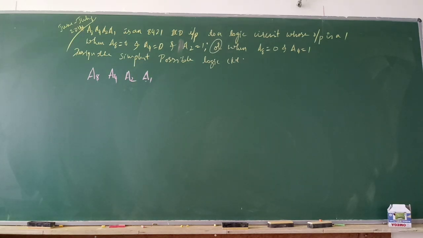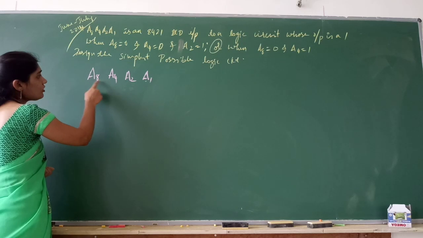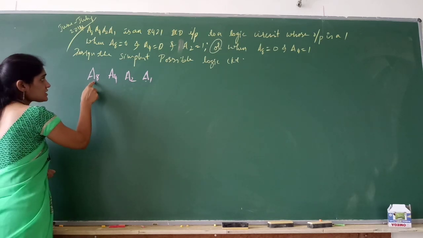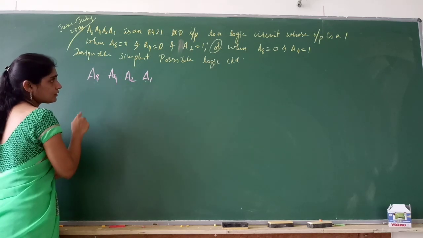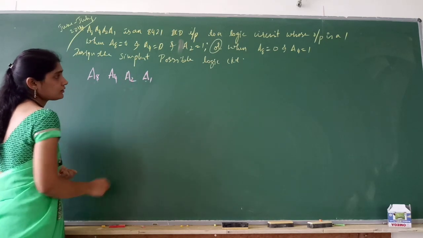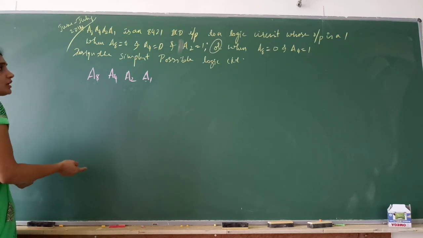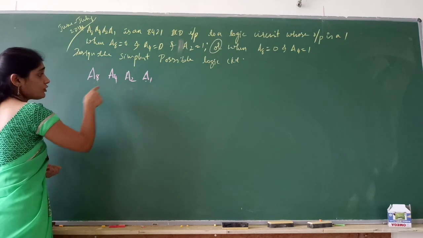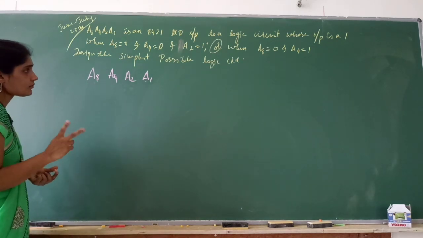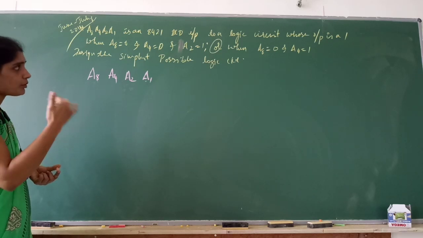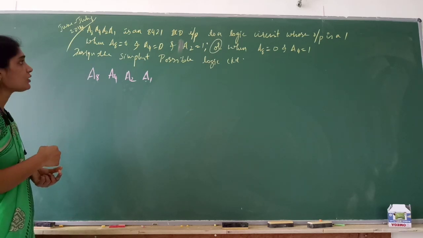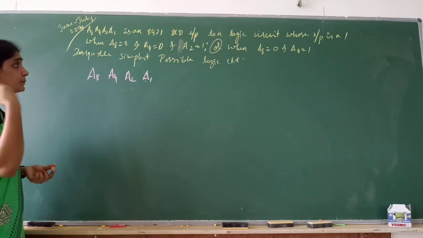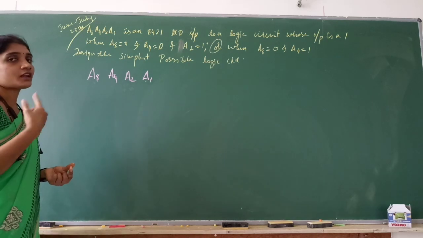The output is a 1 when A8 is 0, A4 is 0, A2 is 1. That is the first condition. When this is 0, this is 0, this is 1, the output is 1. The other possibility for the output variable to become 1 is when A8 is 0, A4 is 0, A4 is 1. So these are the two possible ways in which the output variable can take 1. Design the simplest possible logic circuit. So you have to simplify the equation and design the circuit.